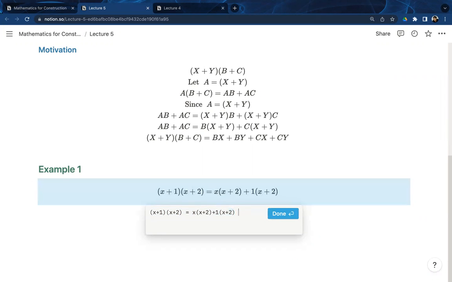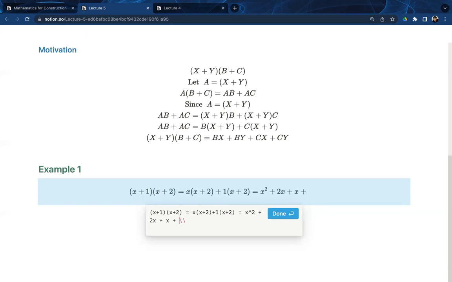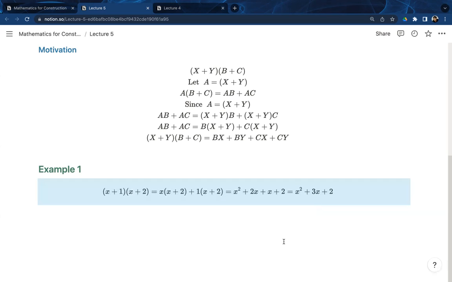Okay, that's what you do. And now we just expand it out. So x by x is x squared. You could say x squared plus x by 2 is 2x, plus 1 by x is x, plus 1 by 2 is 2. Okay, these two middle terms are like terms. So this is x squared plus 3x plus 2. Okay, that's how you would do that.